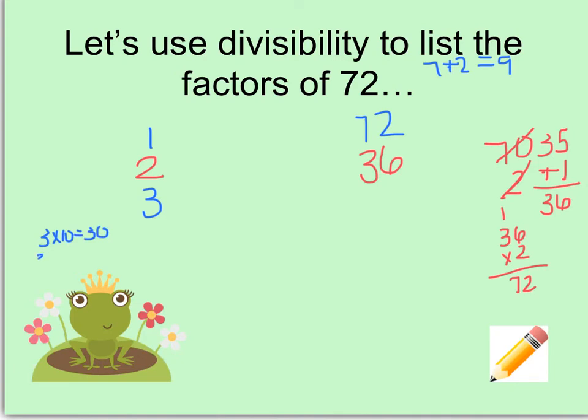So 3 times 20 is going to be 60. 3 times 30 would be 90. So it's not that high. It's somewhere between 20 and 30. From 60 to 72, I need to go 12 higher. So I can think about 3 times what is 12.